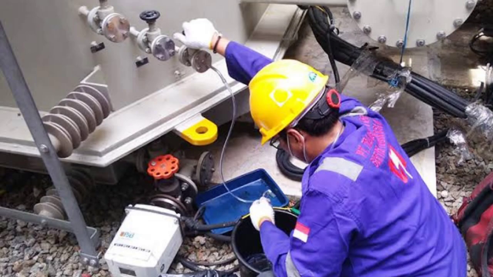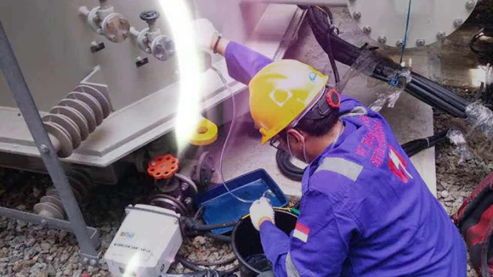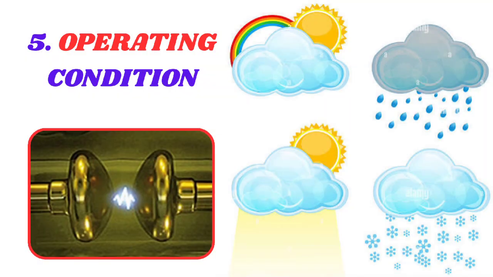Regular maintenance, including oil testing and replacement, can help prevent contamination and ensure reliable operation. 5. Operating conditions. The operating conditions of an oil circuit breaker, such as temperature, humidity, and fault current, can significantly impact its performance and reliability.